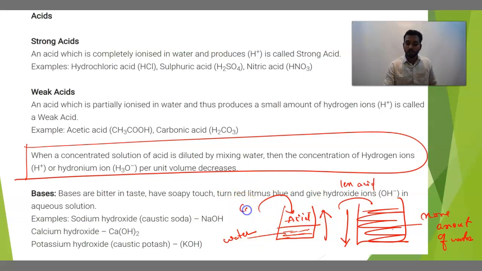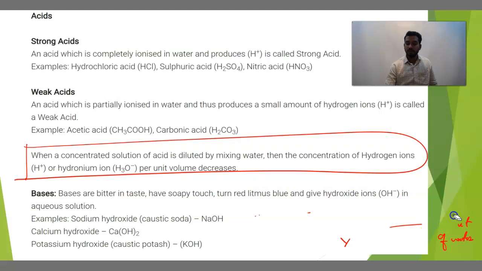If the solution is concentrated, understood, the concentration of the acidic medium will be more. If it is dilute, always remember, in dilute acid the concentration will be less. In concentrated acids the concentration will be more. Which concentration? Concentration of hydrogen ions. H plus ions will be more.